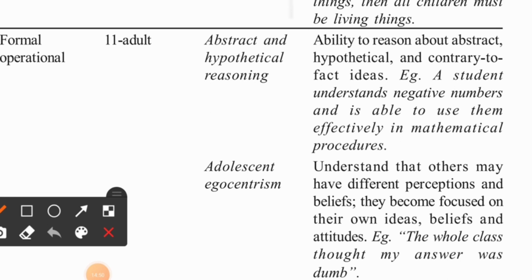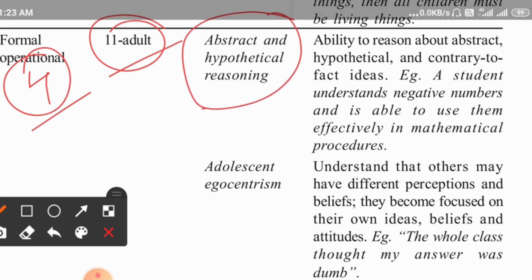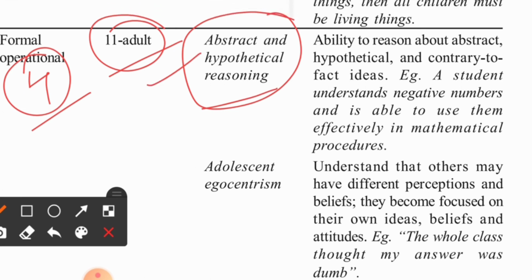Okay, and the last stage, your fourth one, is formal operational. Under Piaget's theory of cognitive development, the last one is formal operational, which is around 11 years old. And what it says is abstract and hypothetical reasoning. Now, what is the meaning of the term abstract here? Abstract means existing in your thoughts or ideas and not having any physical reality. Something physically is not present.